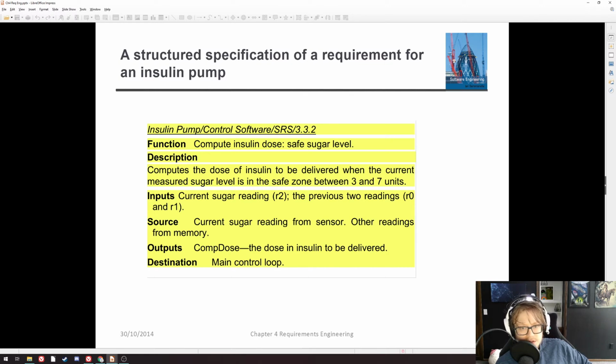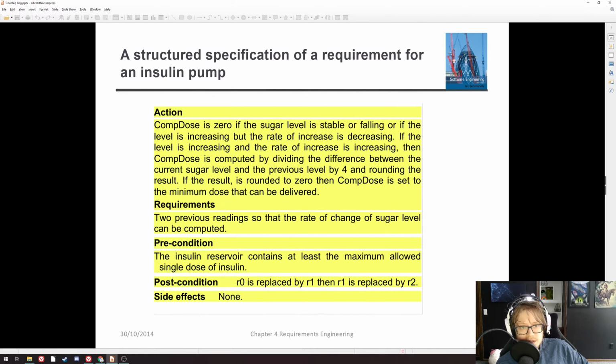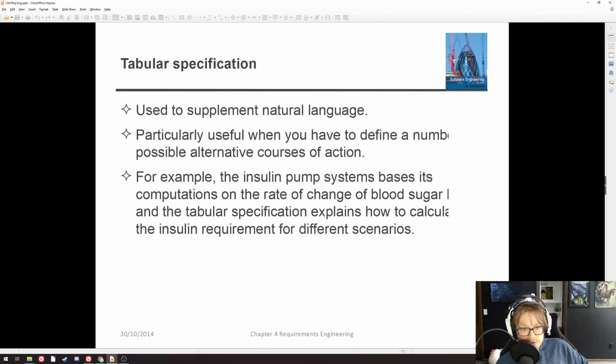Function: compute insulin dose. Description: computes the dose of insulin. What does it get as inputs? The sugar reading and the previous two readings. The source is a sensor. Outputs: the dose to be delivered. Destination: primary control loop. So obviously much more technical than the natural language version we saw earlier, but also much more specific, which can be a good thing. We'll skip over this. We already saw a good one.